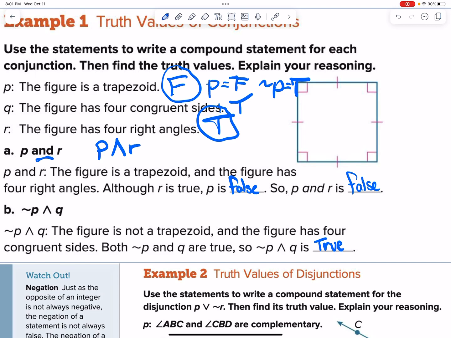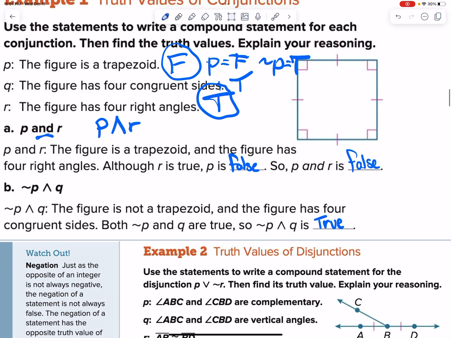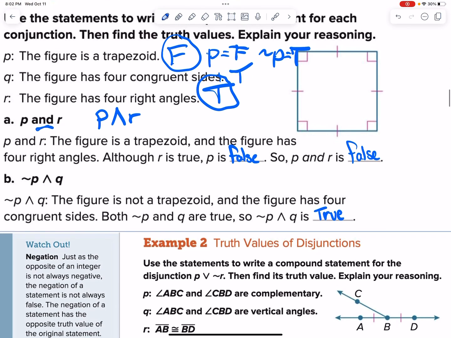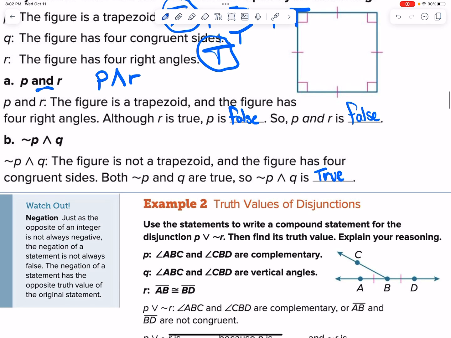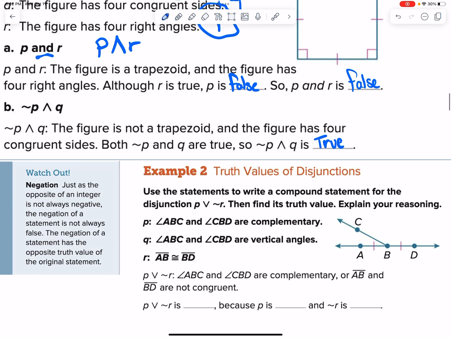Again, we'll spend more time with this. We're going to talk about a disjunction now. Negation is just like the opposite of an integer, which is not always negative. The negation of a statement is not always false. The negation of a statement has the opposite truth value of the original statement. So when we negate, the negation of a statement has the opposite of the truth value of the original. We have to keep that in mind.